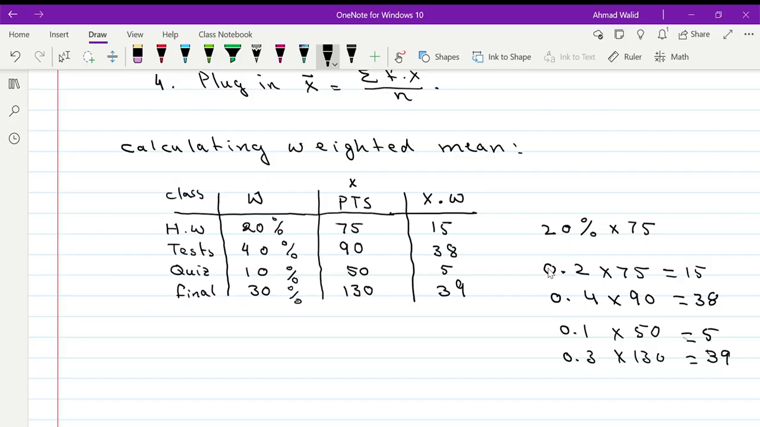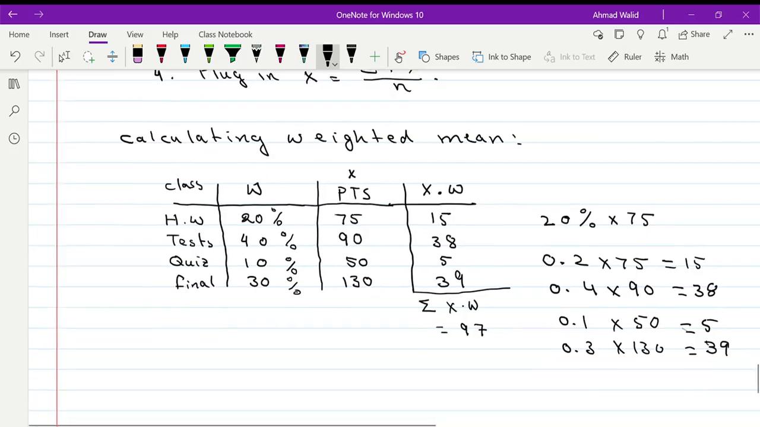Now what you do, you find the sum of x times w. If you add up, let's do it this way. 15 and 36 gives you 51, 51 and 5 gives you 56, 56 and 39 gives you 95. You end up with an A in the class, correct? If you go this way, you end up with an A. Now, I know this number.